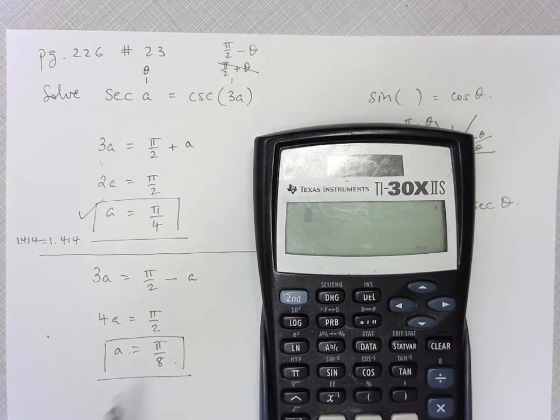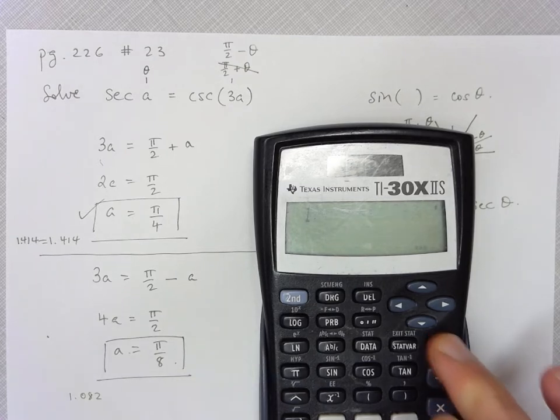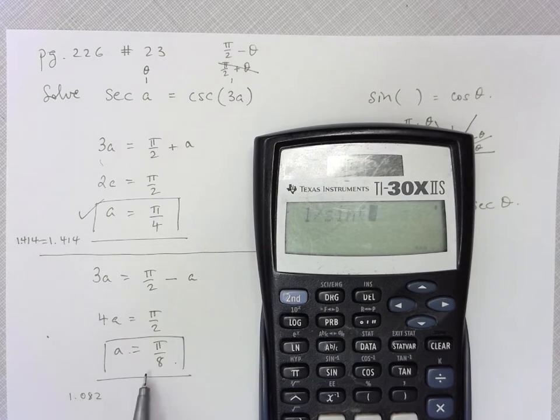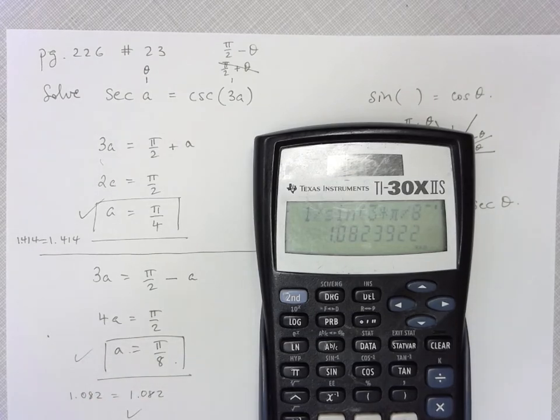Okay, let's do the same thing with our other answer. We've got secant of pi over 8. So 1 divided by cosine of pi over 8 equals 1.082. And then on the other side, we've got cosecant, so 1 divided by sine of 3 times pi over 8. So 3 times pi over 8. And so there we go. This answer checks out also.